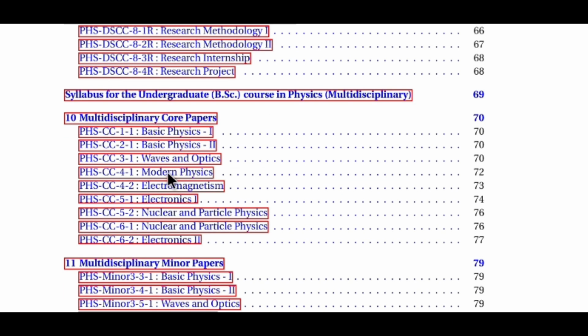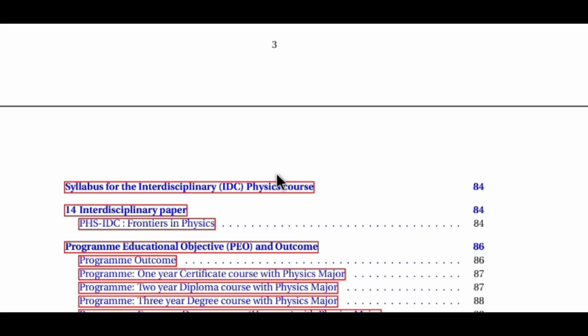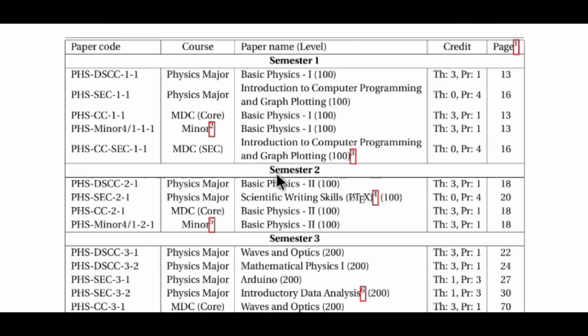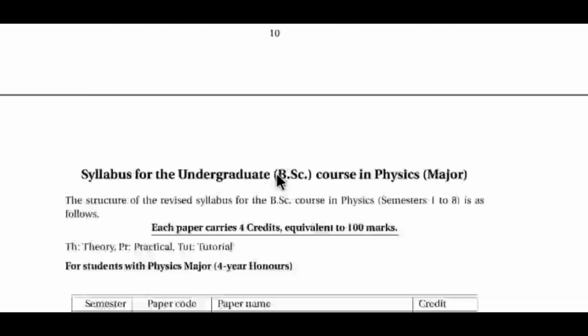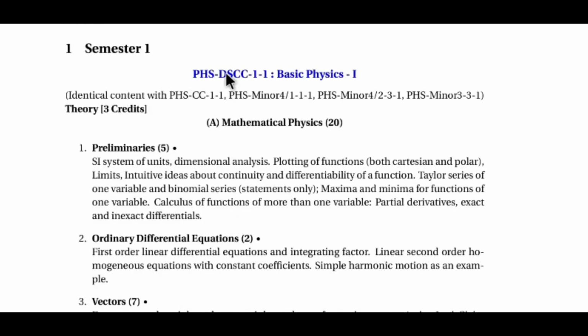So in this video we will basically discuss the syllabus of these two, that is 4 years honors and 4 years honors with research. In the first semester, what is the syllabus? In the first semester, one paper is DSCC 1, that is the basic physics. In semester 1, it has identical content with physics, this minor and minor.